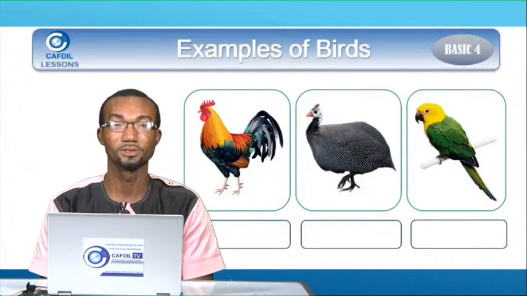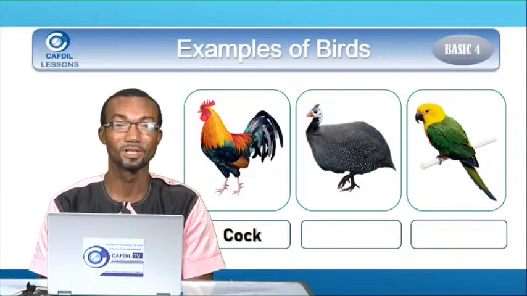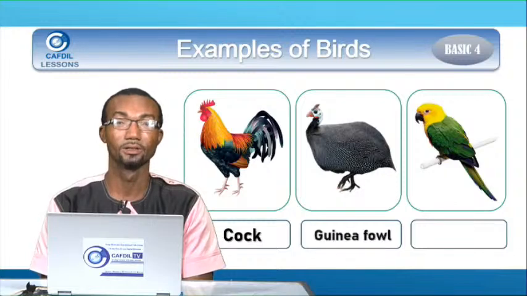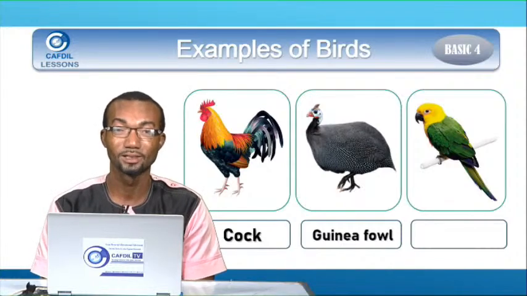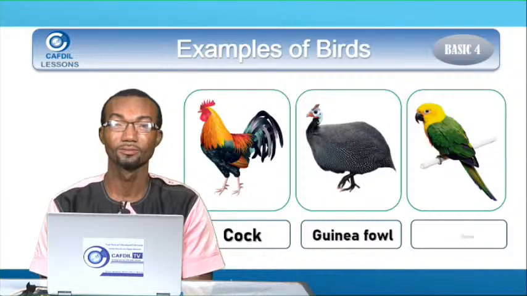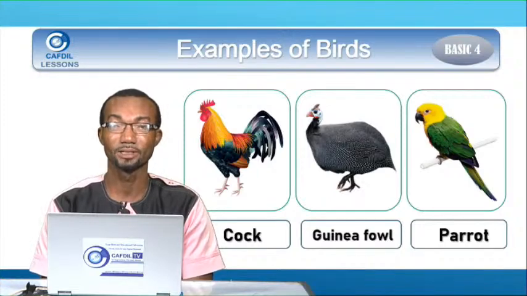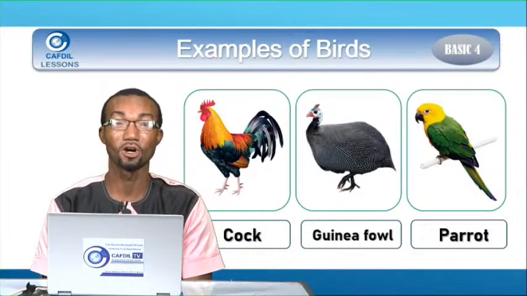They are all examples of birds. Let's look at more examples. What's the name of the first one? Yeah, the cock. That's the male fowl, the cock. We also have the guinea fowl. And you can see this guinea fowl in their numbers when you go to the northern part of our country. We also have the parrot. You see that beautiful bird there with the yellow head and green covering the parts of the body. So we have the cock, the guinea fowl, and parrot as examples of birds.